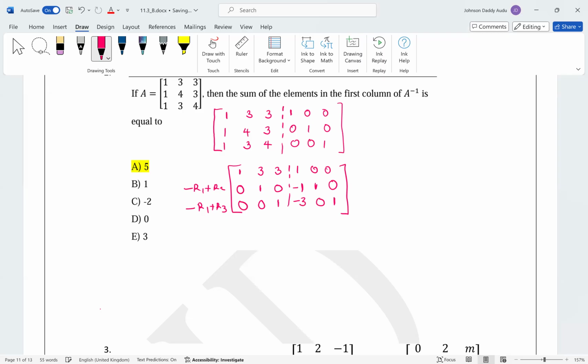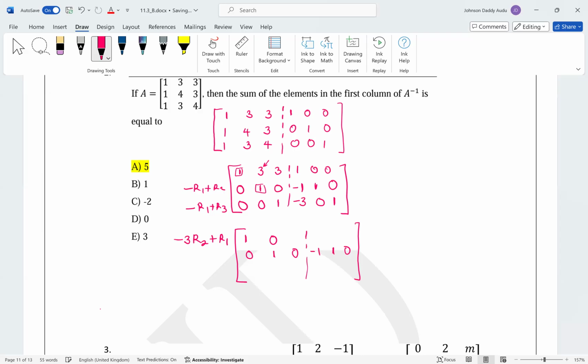Yeah. So what next? This is already 1. Then this has to go to 0. So let's do this. This is going to be 0, 1, 0, minus 1, 1, 0. And then I can use minus 3R2 plus R1. And this is still 1, and this will be 0.